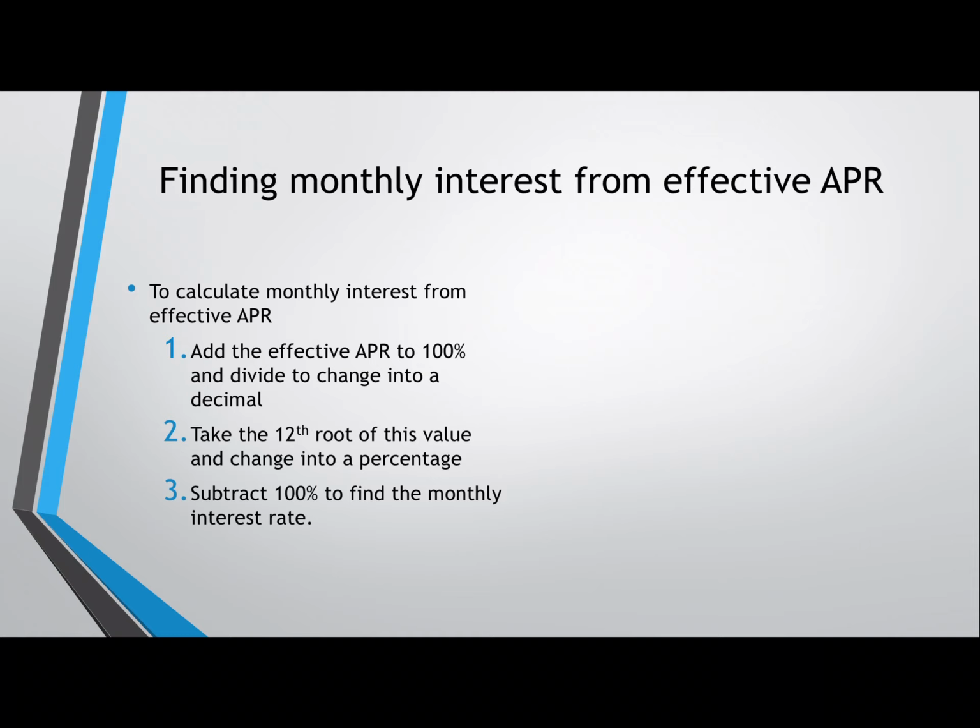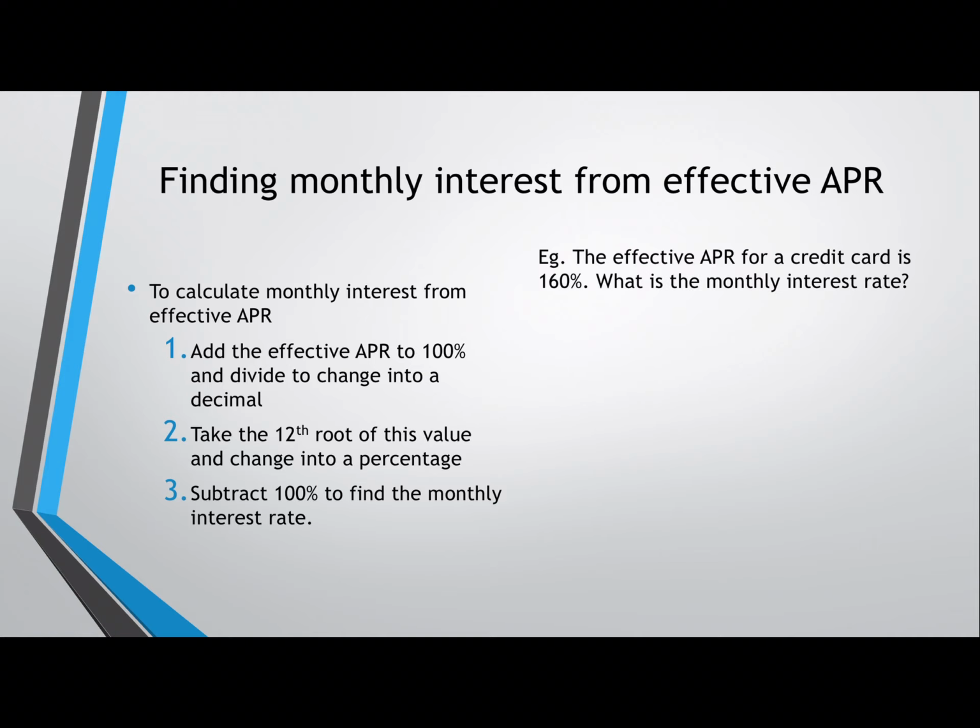Very similar steps to what we've been doing up to now. Step 2. When we were calculating our effective APR, we had to do something to the power of 12. So now to go back, we need to take the 12th root, because powers and roots are the opposites of each other mathematically. If we did one to go forward, we have to do the other one to go backwards. So we do that 12th root to change it to our monthly value, and then we have to change it into a percentage. And then our last step, again, we have to take away that 100% to find our monthly interest rate.